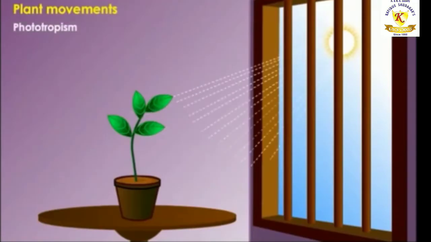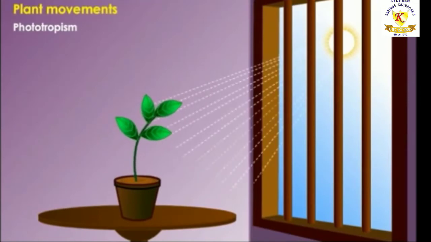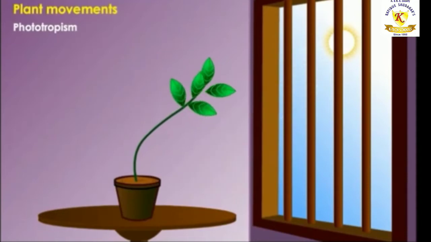Now, what is phototropism? Plants are very sensitive to light. The shoots tend to grow towards the light. This type of plant movement in response to light is known as phototropism. In phototropism, the shoot is positively phototropic, whereas the root is negatively phototropic. Understood?